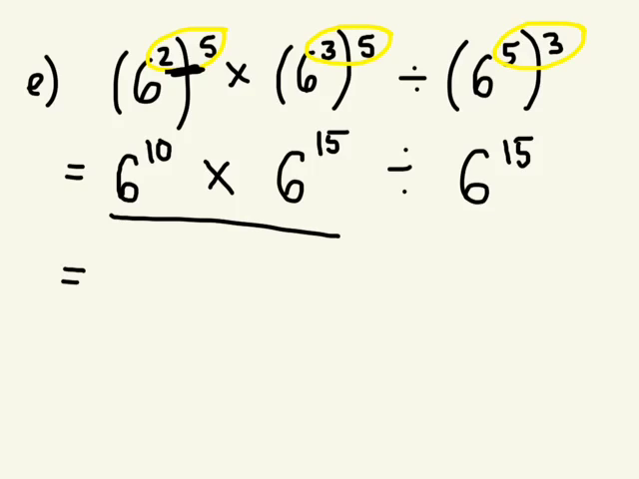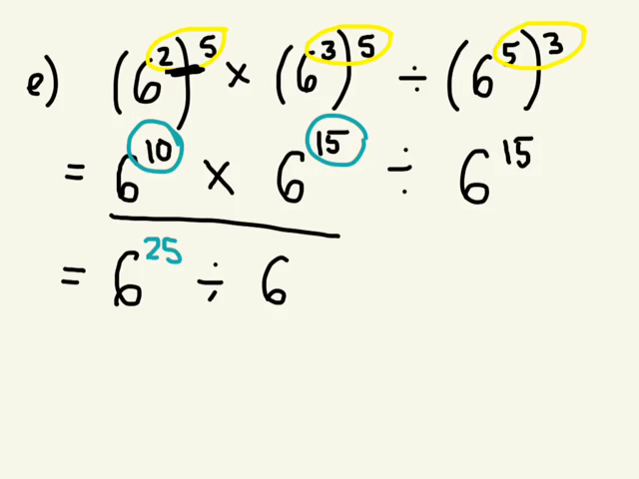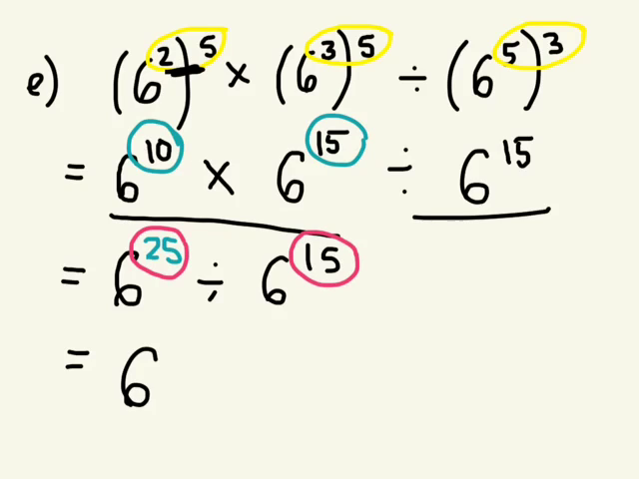What happens when you're multiplying powers? What do we do with the two exponents? For multiplication of powers, what do I have to do with the exponents? You add. Good. 10 plus 15 is 25, divided by 6 to the power of 15. What do I do with the exponents now? Write the base. And what happens with the exponents now that we're dividing? You subtract. So it's going to become 6 to the power of 10. Good.